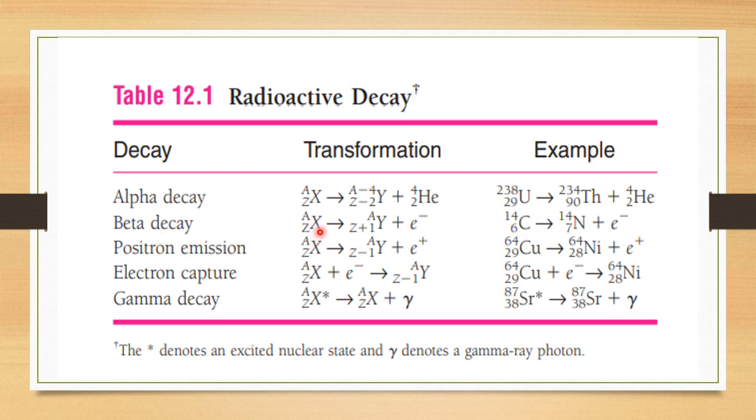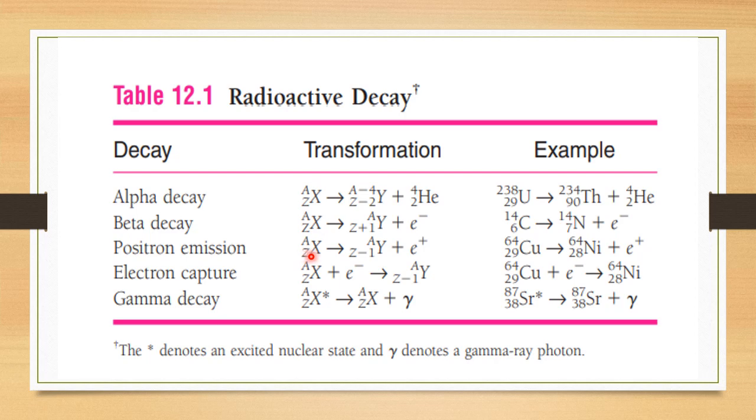Second is beta decay. This nucleus is transformed into another nucleus Y with an emission of an electron. Since this is the electron emission, or the beta decay, there is an increase in atomic number, Z plus 1. Here is an example.